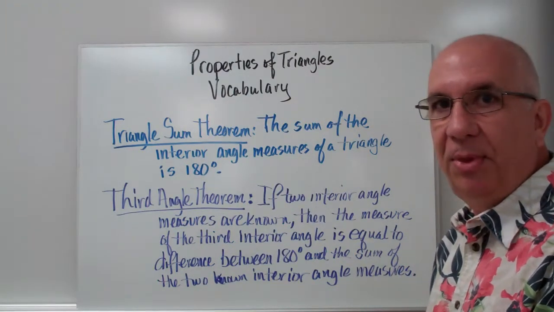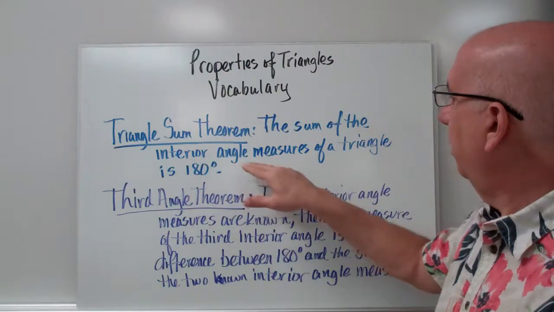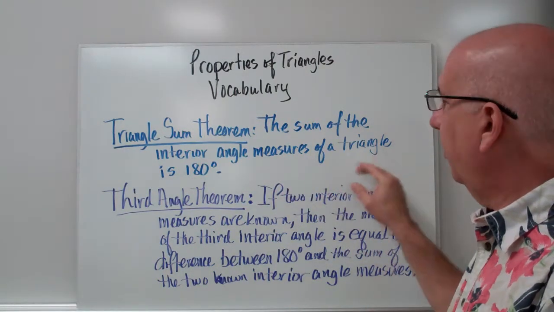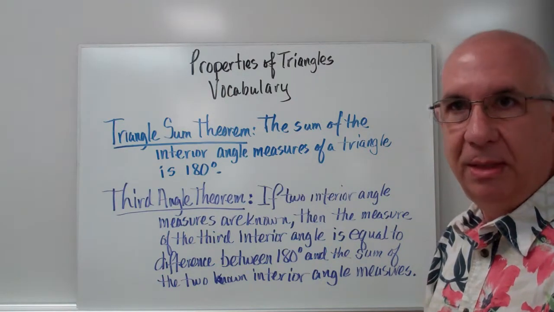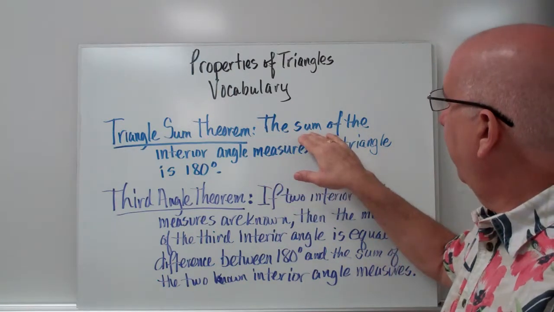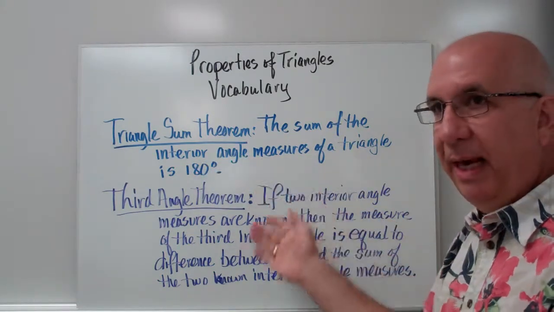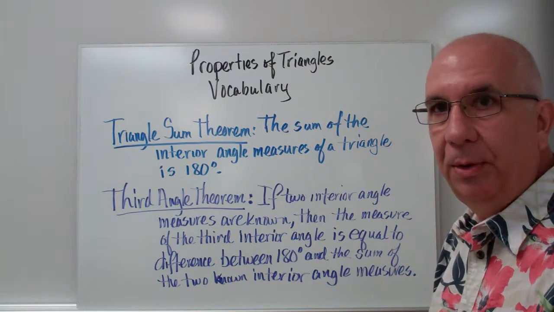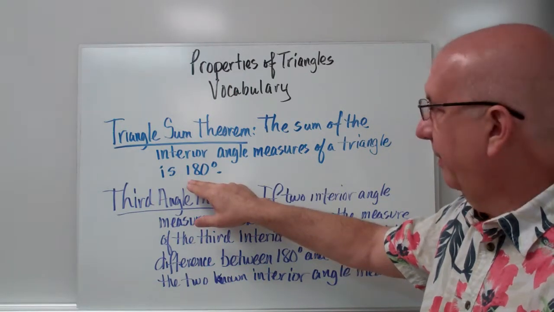The triangle sum theorem states that the sum of the interior angle measures of a triangle is 180 degrees. All that means is we find the sum, we add together the sum of the interior angles. When we add those three angles together, they will always equal 180 degrees.